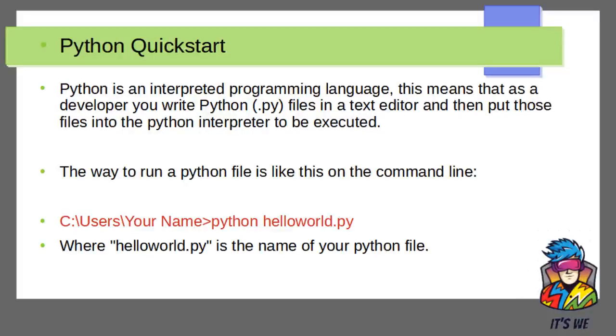Before that, Python is an interpreted programming language. This means that as a developer you write Python files in a text editor and then put those files into the Python interpreter to be executed. The way to run a Python file is like this on the command line: C:\Users\Your Name> python hello-world.py, where hello-world.py is the name of your Python file.